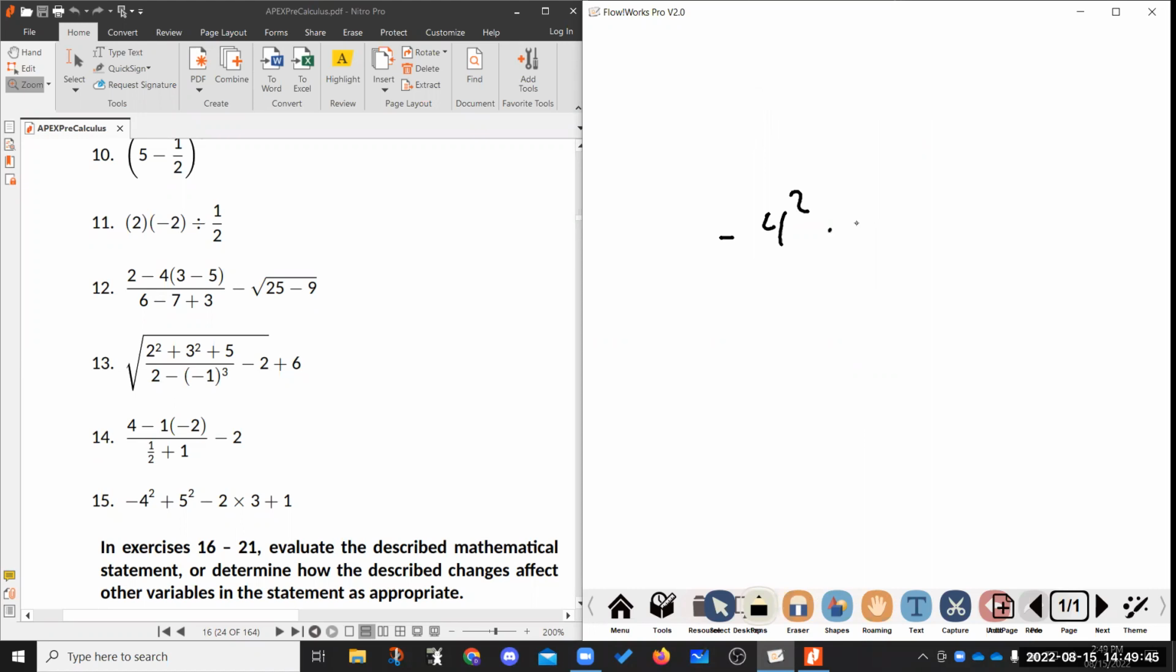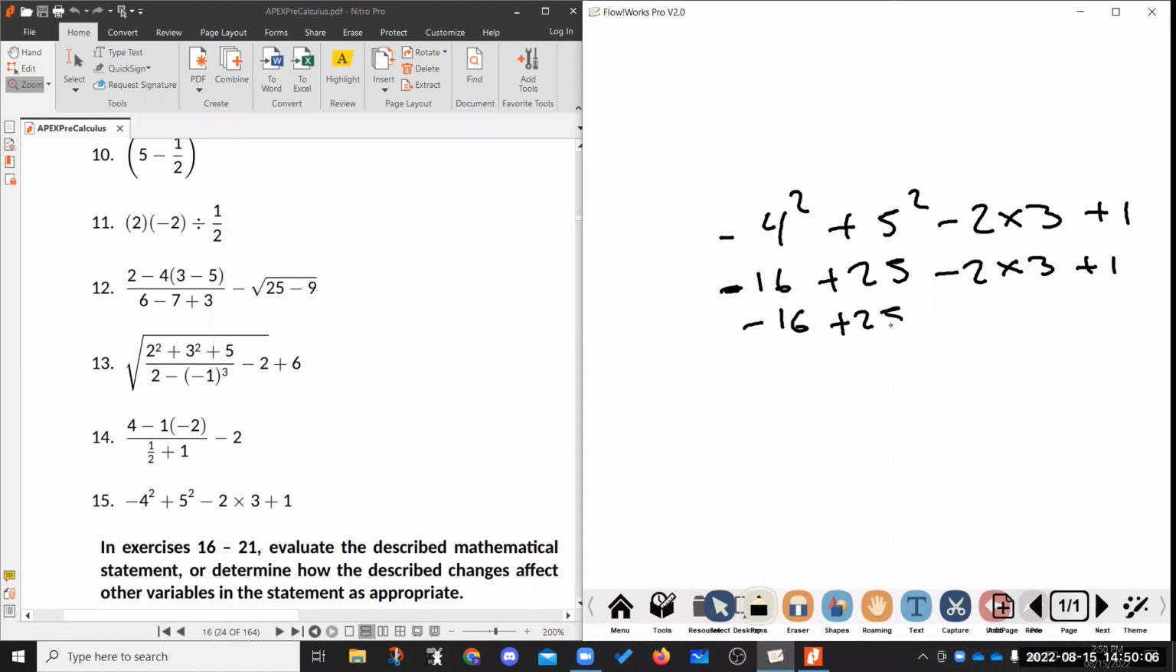Negative 4 squared plus 5 squared minus 2 times 3 plus 1. Okay, remember exponents before multiplication. 16, 25. Now we get our multiplication there. Now we're going to do our addition and subtraction at the same time from left to right. 9 minus 6 plus 1, 3 plus 1 is 4.